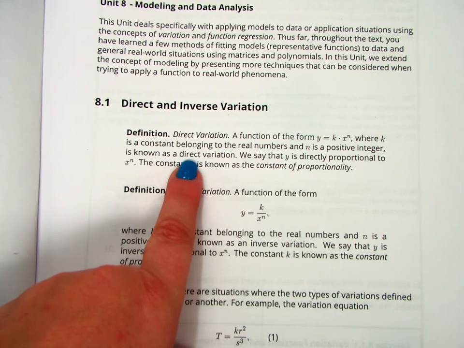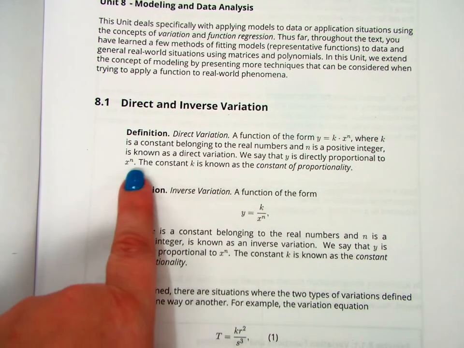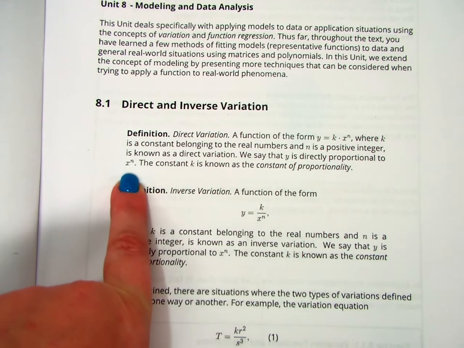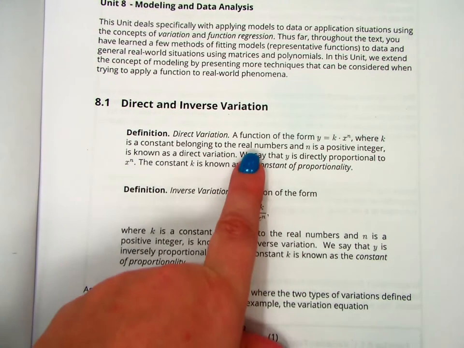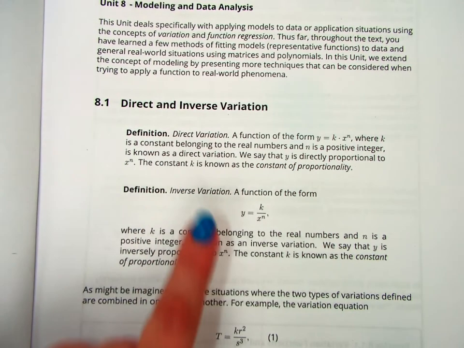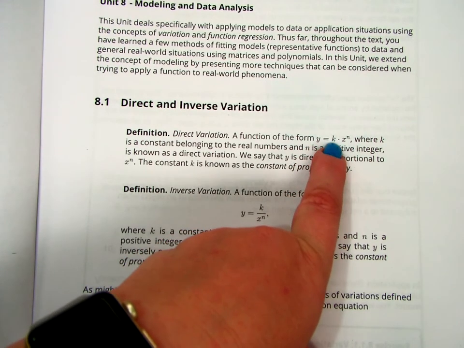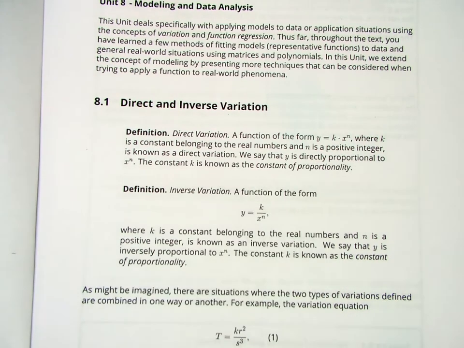This is known as direct variation. We say y is directly proportional to x. So if they say volume is directly proportional to temperature, the v would be the y. V equals, so whatever comes first. So y is directly proportional to x to the n, which is going to be y equals k, that's your constant, it's never going to change, times x to the n. And then the k is your constant of proportionality.